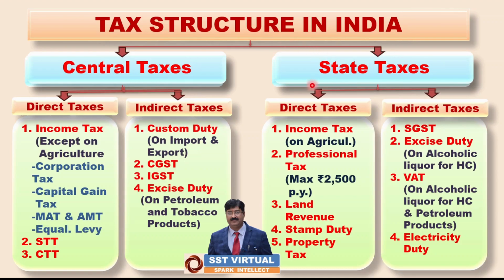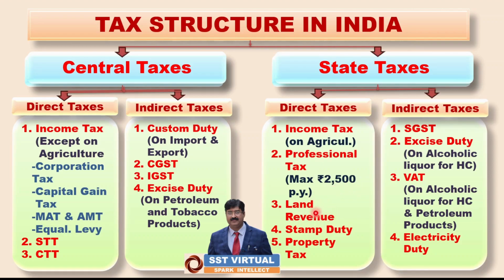Now switch to the state government taxes. Among direct taxes imposed by state government, as I discussed, is income tax on agriculture income, but it has not been levied by any state government. Second, professional tax. It is levied by a few state governments on the professionals. The constitution says the maximum value of this professional tax can be up to 2,500 per year.